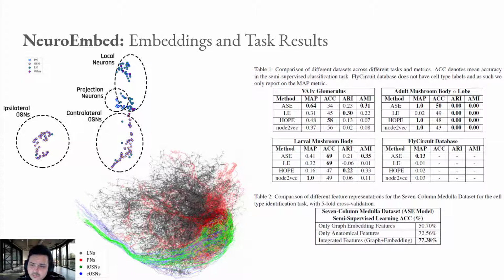Lastly, we compare the usefulness of adding anatomical morphometric features on top of graph embedding-based features in Table 2, and we observe that the combination of both helps semi-supervised learning accuracy.